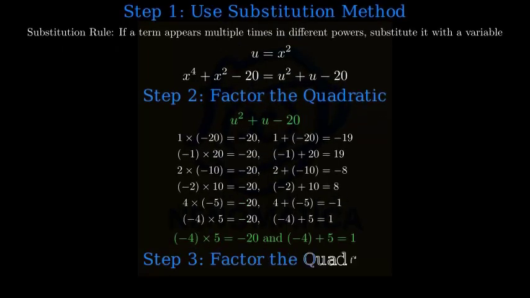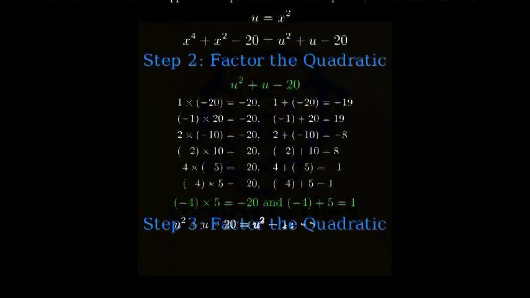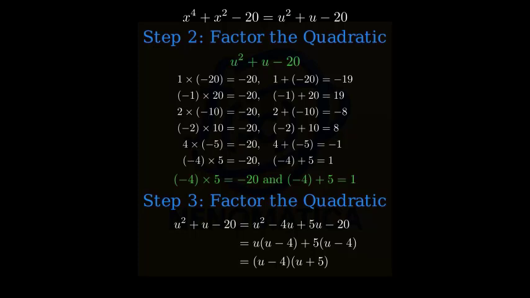Now we can factor our quadratic expression. u squared plus u minus 20 equals u squared minus 4u plus 5u minus 20, which factors as u times u minus 4 plus 5 times u minus 4, which simplifies to u minus 4 times u plus 5.